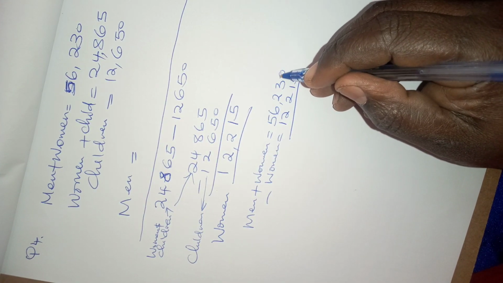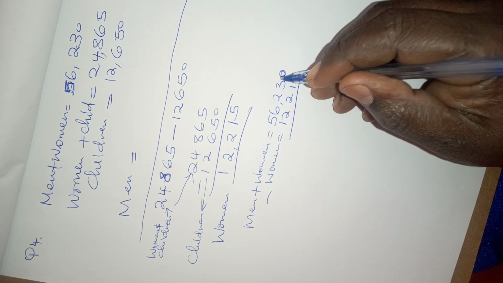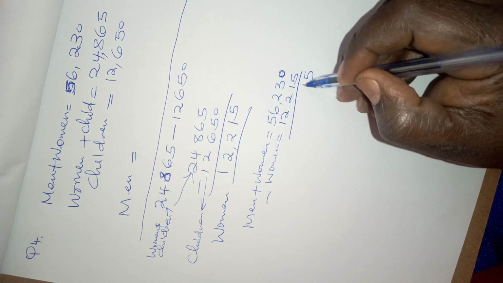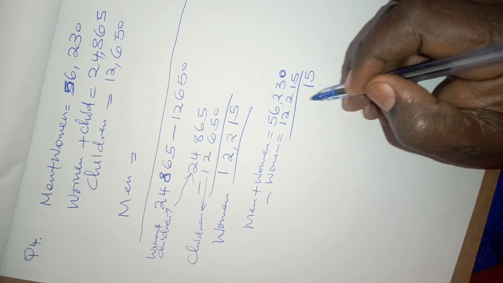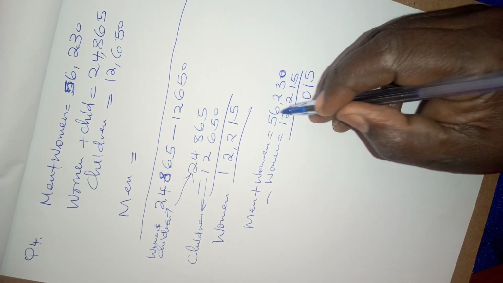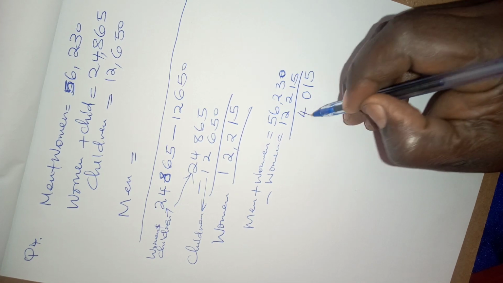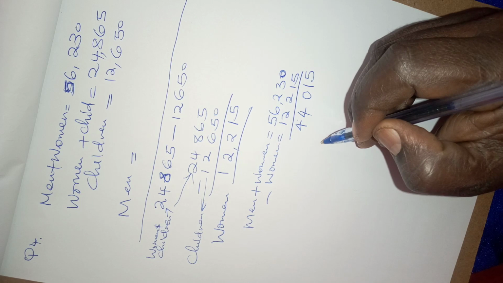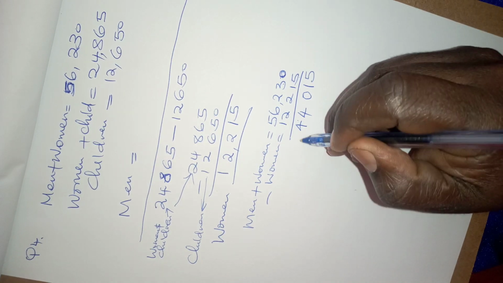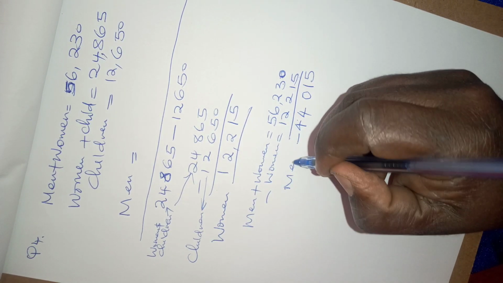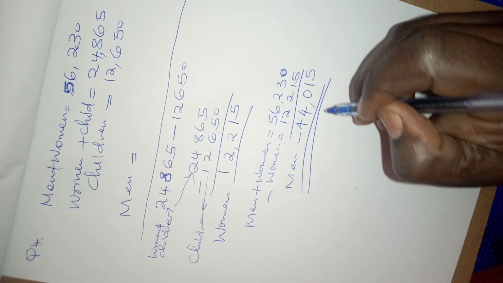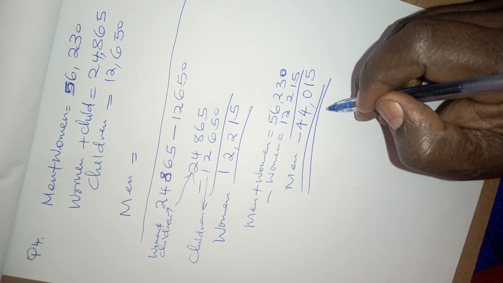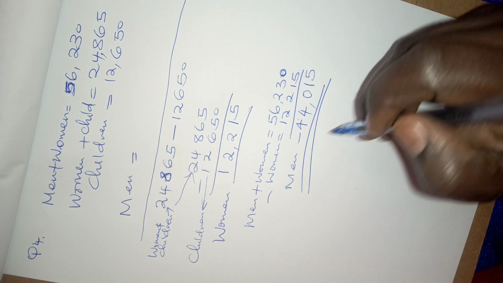This is now 10 take away 5, 5. We have 2 take away 1, 1. This is 2 take away 2, 0. 6 take away 2, 4. 5 take away 1, 4. So this now forms the number of men, 44,015 as the number of men.